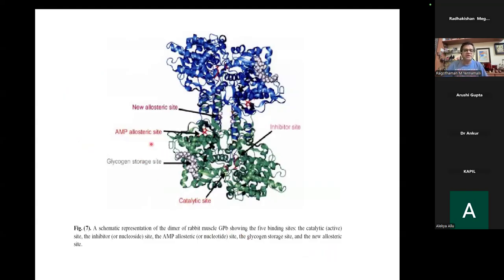It can bind to the glycogen storage site, it can bind to the inhibitor site, it can bind to the catalytic site, it can bind to an allosteric site, or some other place. So which particular place does it bind to? Now this is a question by itself. Now this question is nothing but where does it bind, right? So instead of how it binds, we can rephrase it as where it binds.